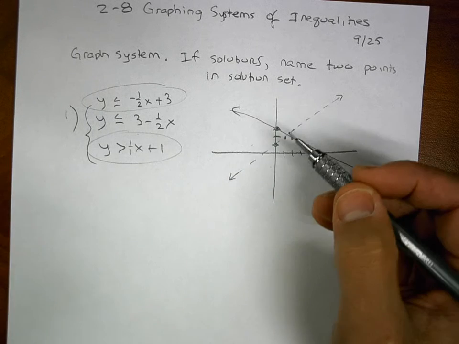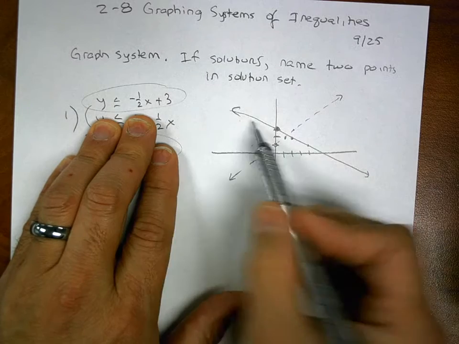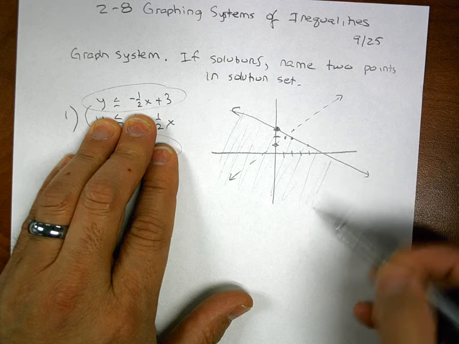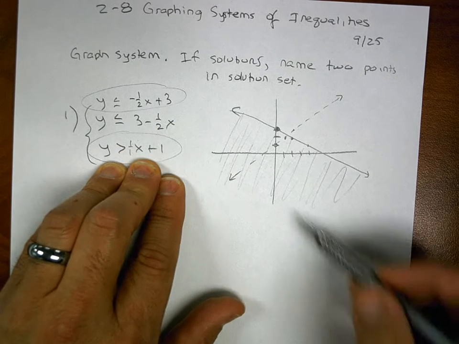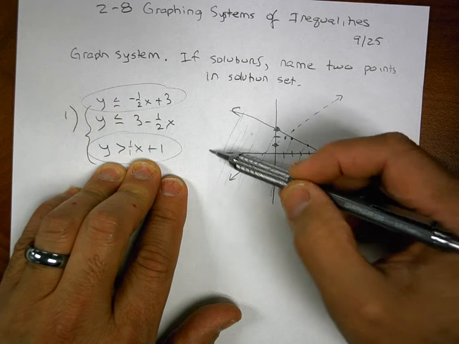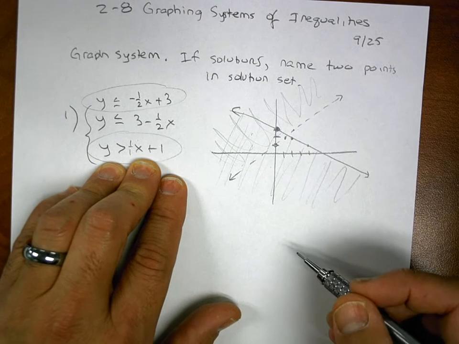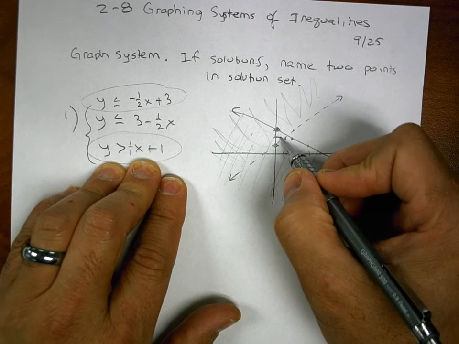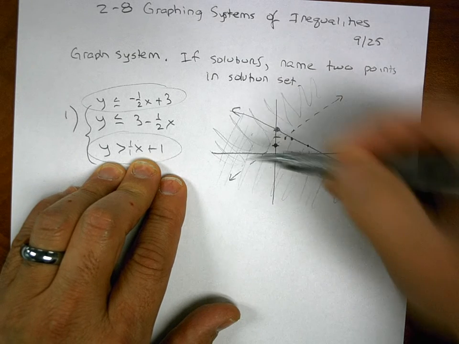Well, one way to do it is this. Lightly, y is less than this line, so I just do this. It's just less than, I just do that. That's what it means to be less than. And then this one says y is greater than, so above this one. So it's greater than, so it's all right here. And then where it overlaps, that's your solution set. So I go back and make this darker. So go ahead and shade lightly below that, above that.